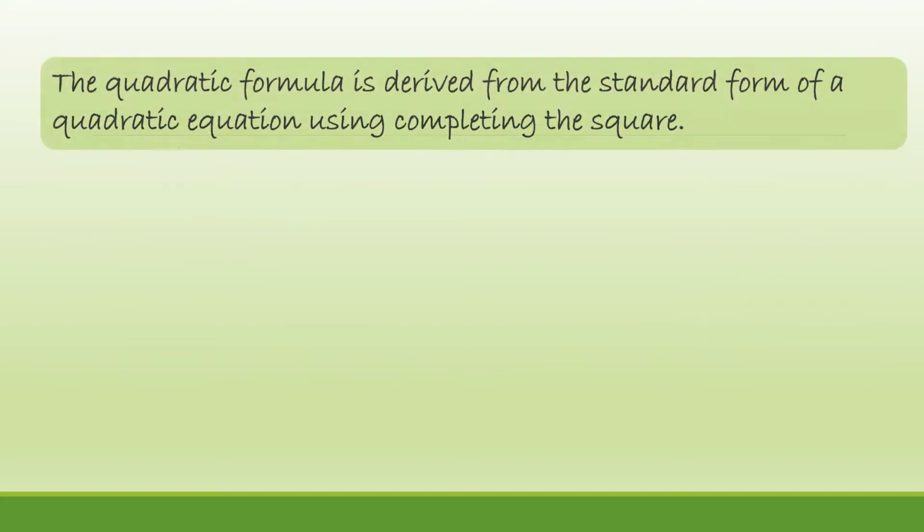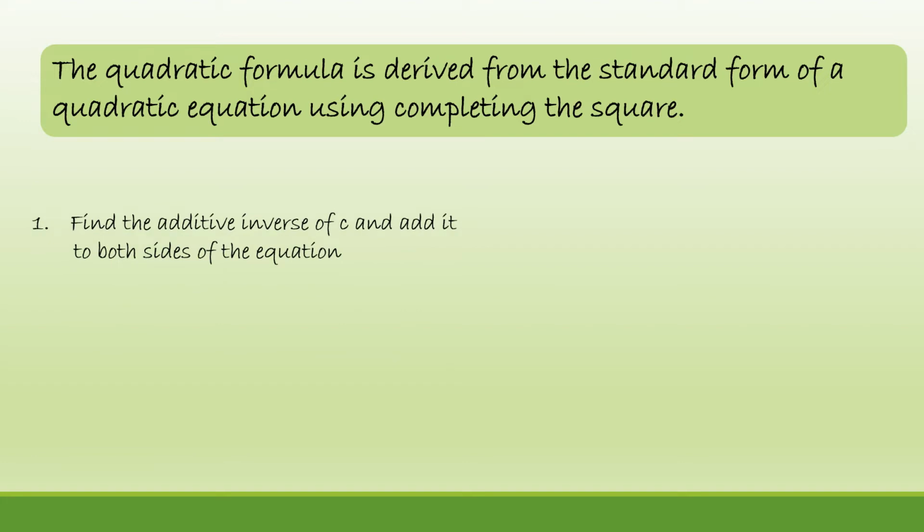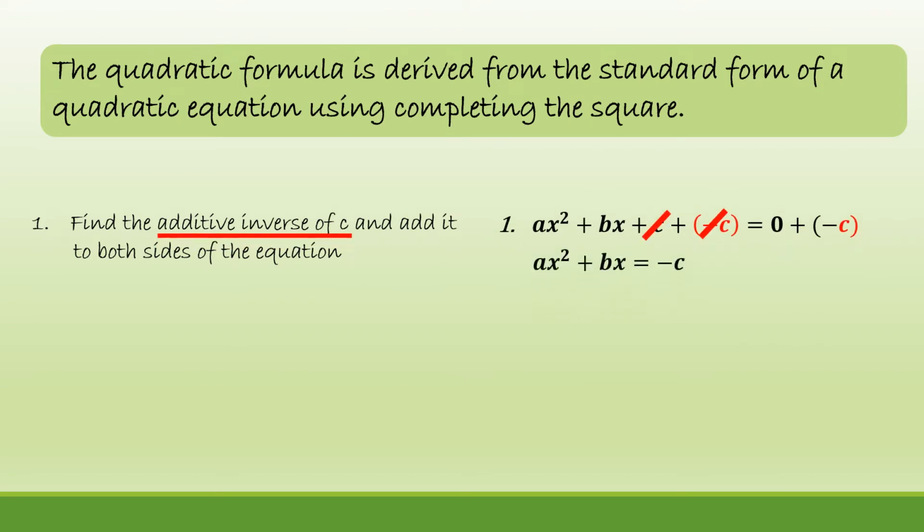The quadratic formula is derived from the standard form of a quadratic equation using completing the square. Step 1. Find the additive inverse of c and add it to both sides of the equation. And then we simplify. c plus negative c is equal to 0. So we have ax squared plus bx equal to negative c.